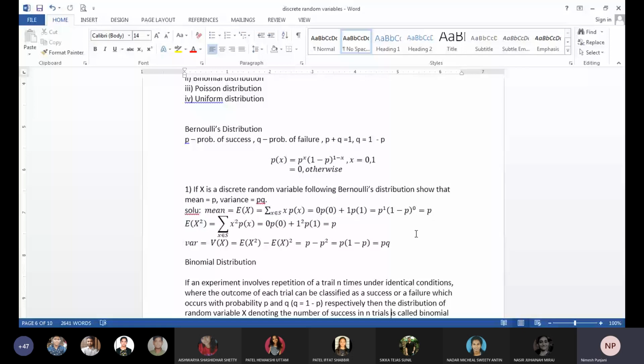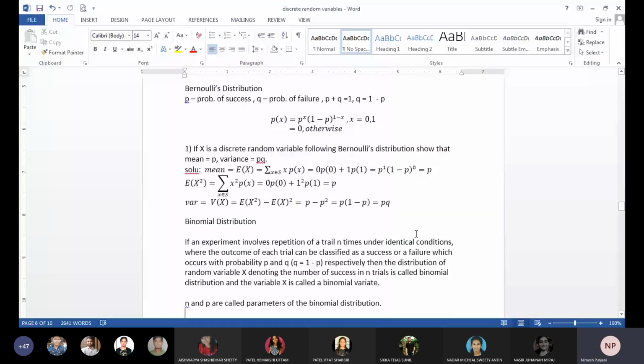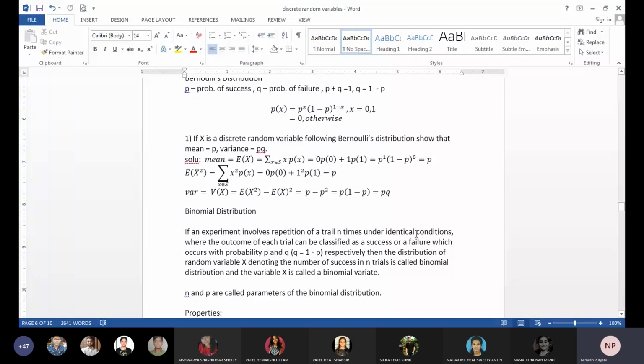Next is the binomial distribution. Binomial distribution is an experiment that involves repetition of a trial n times under identical conditions, where the outcome of each trial can be classified as a success or a failure, which occurs with probability p and q respectively. Same thing, p is the probability of success, q is the probability of failure.